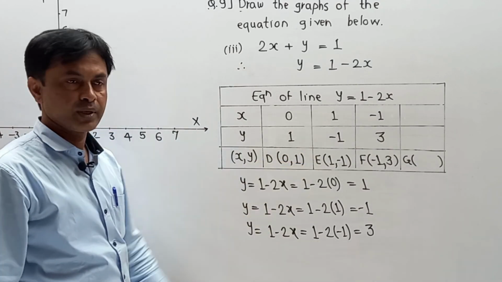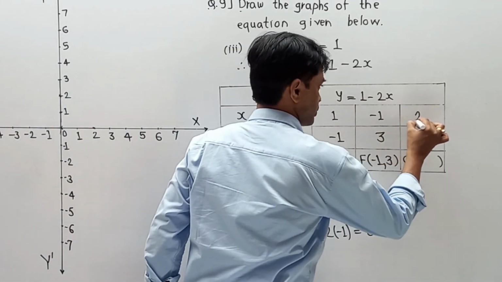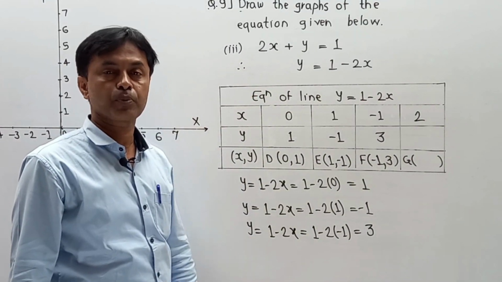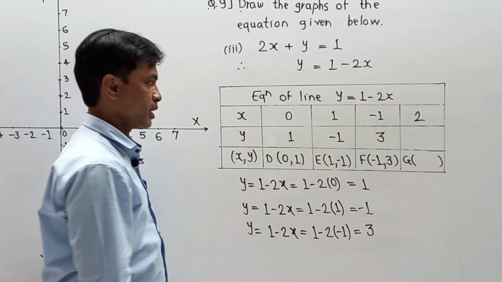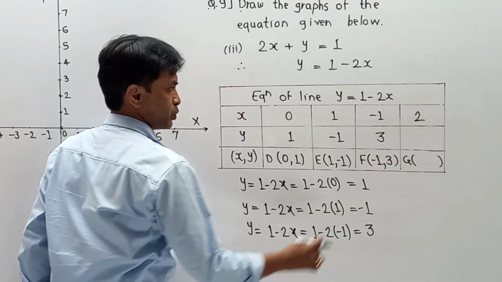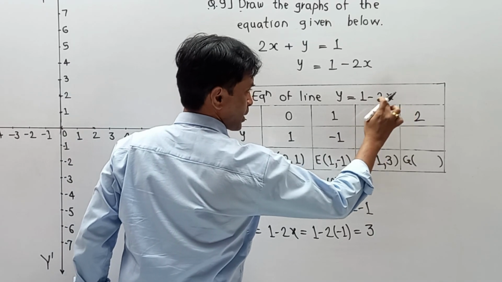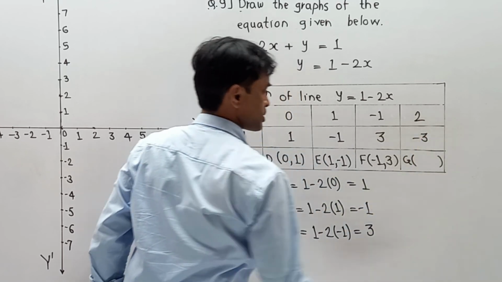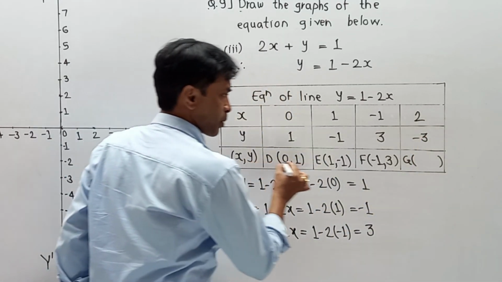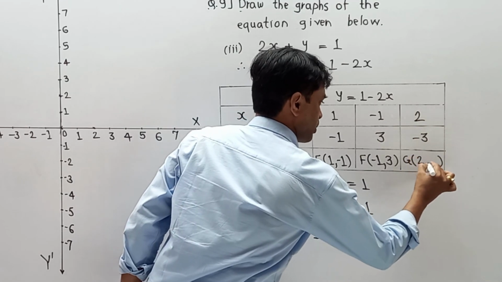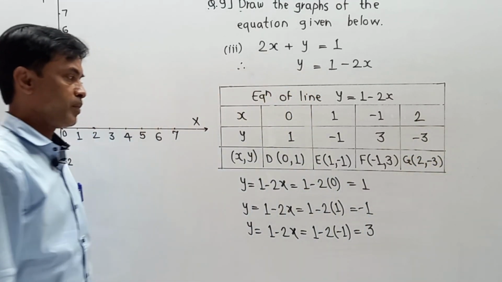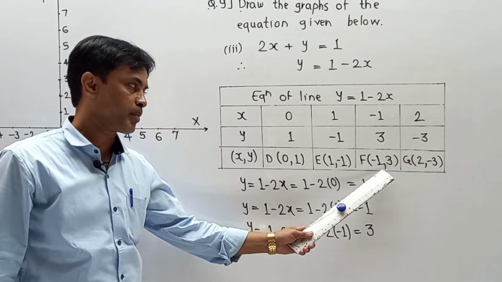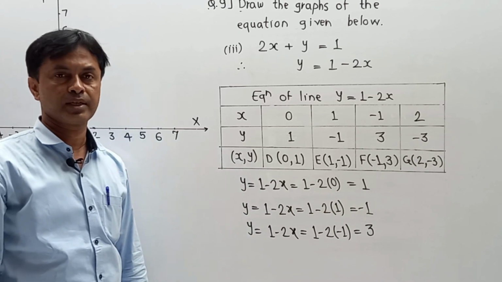Now in the fourth term, I am going to keep the value of x as 2. No doubt students, only 3 points are also sufficient, but for proper understanding, I am going to write the fourth one. If I put the value of x as 2, then 2 into 2 becomes 4, means 1 minus 4. So 1 minus 4 means the answer becomes minus 3. Automatically our point in terms of coordinates becomes 2, minus 3. Now we have the values: D is 0, 1, E is 1, minus 1, F is minus 1, 3, and G is 2, minus 3.